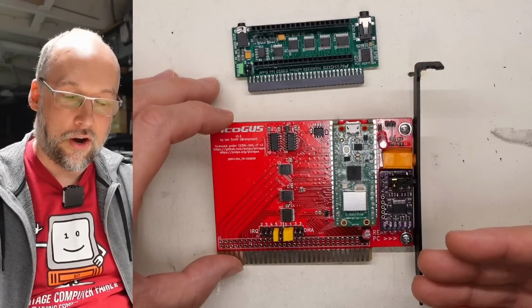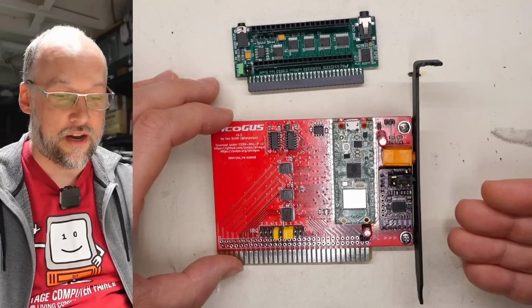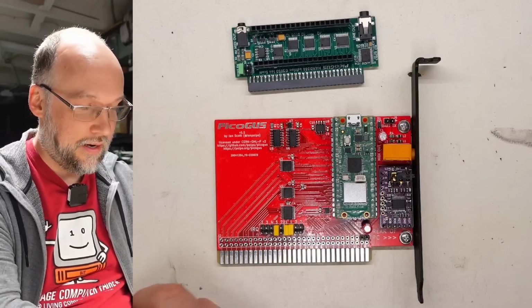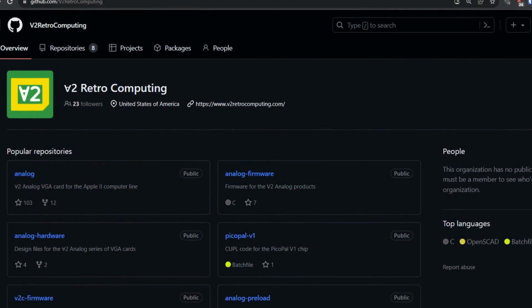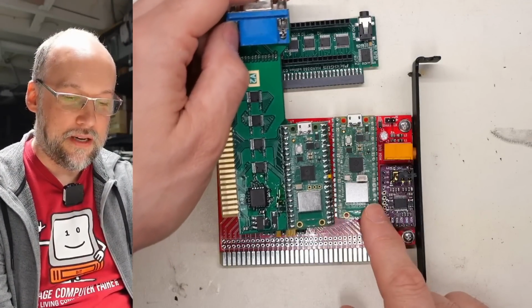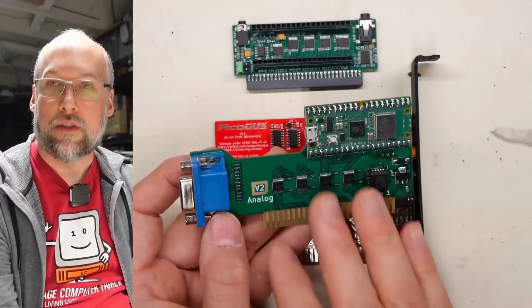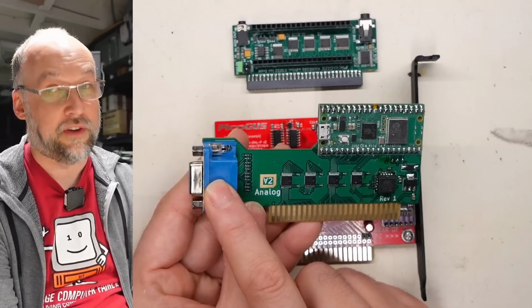So when you're looking at this card and you're thinking that the paradigm of how it works is very similar to something I've already shown on the channel, you're not wrong, because right here is the Apple II VGA card by David Cooter. This goes into an Apple II bus and uses the same Raspberry Pi Pico module to convert the bus signals on the Apple II into a normal VGA output. Pixel perfect, I might add.